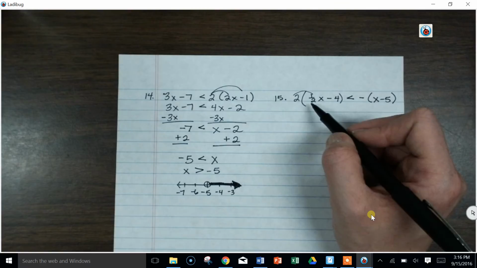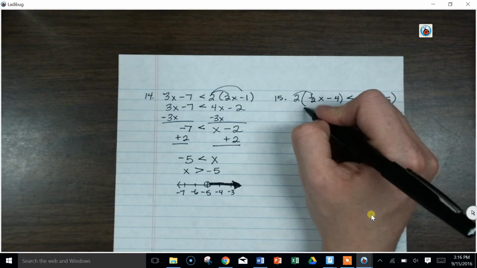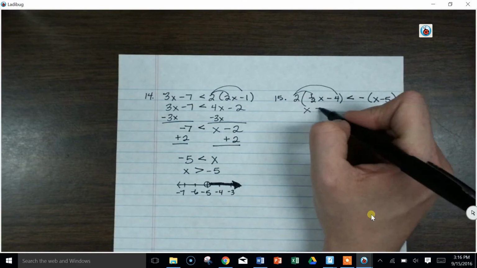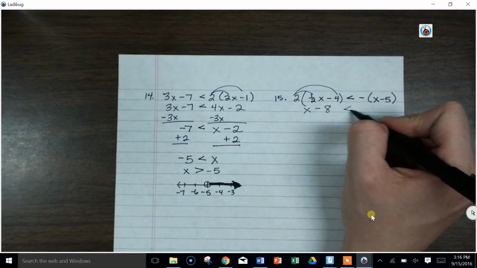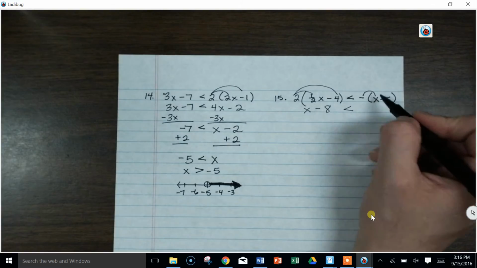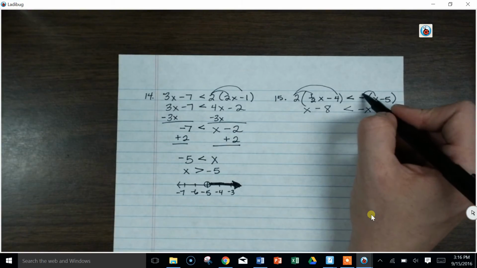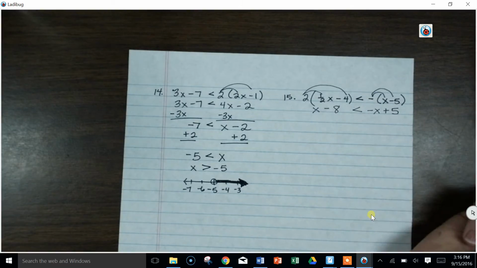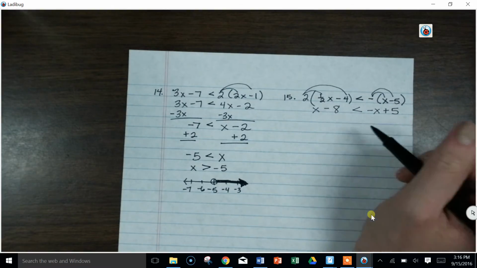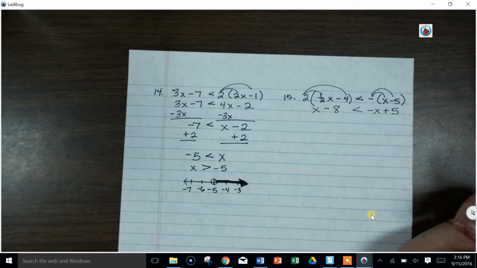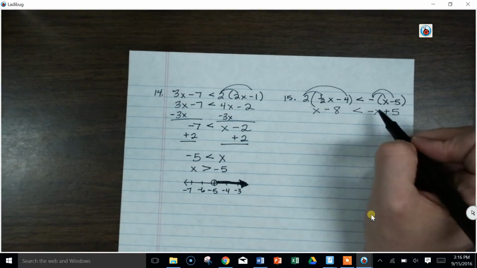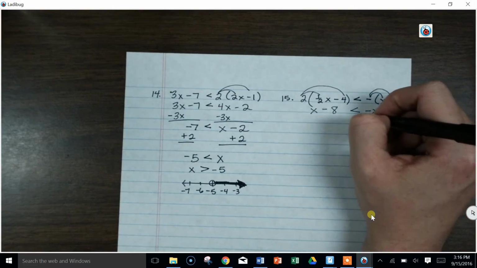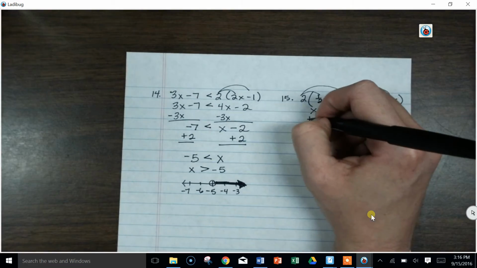2 times 1/2 is 1, 1x is the same as x. 2 times negative 4 is negative 8. Keep the less than. A negative times an x is a negative x. And a negative times a negative 5 is a positive 5. As you can see now, I have no more fractions. The smallest coefficient is this negative 1x, so I'm going to add it to both sides.